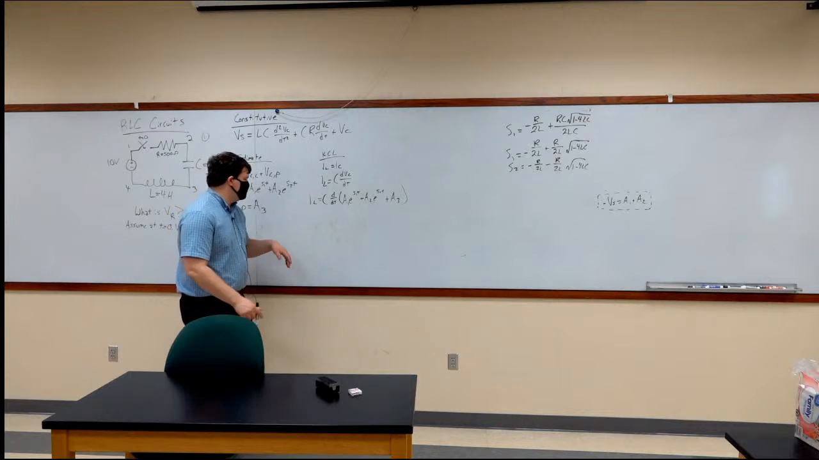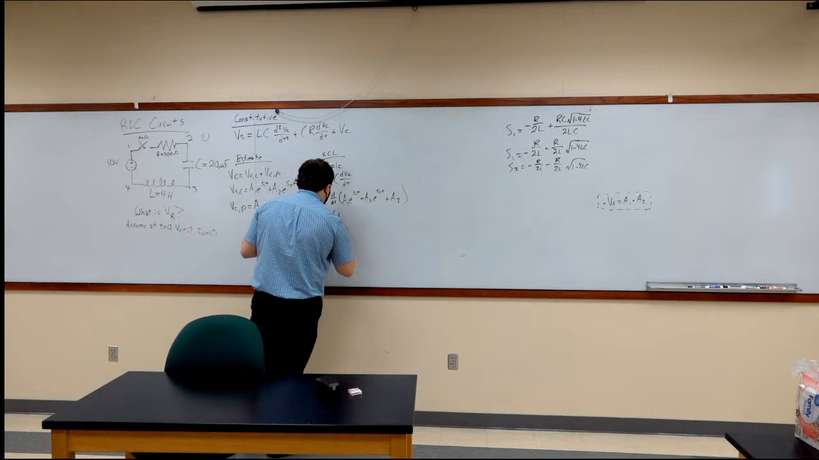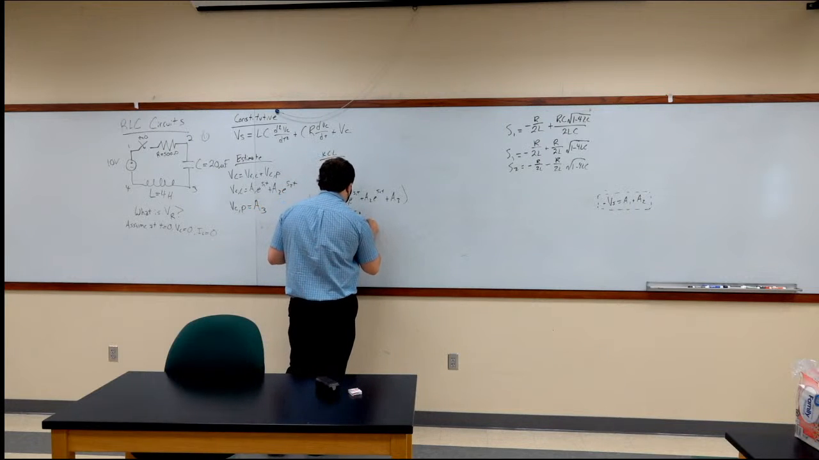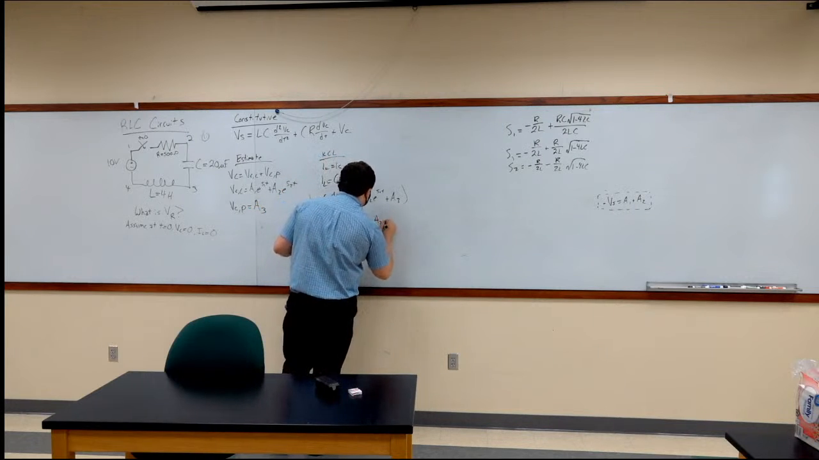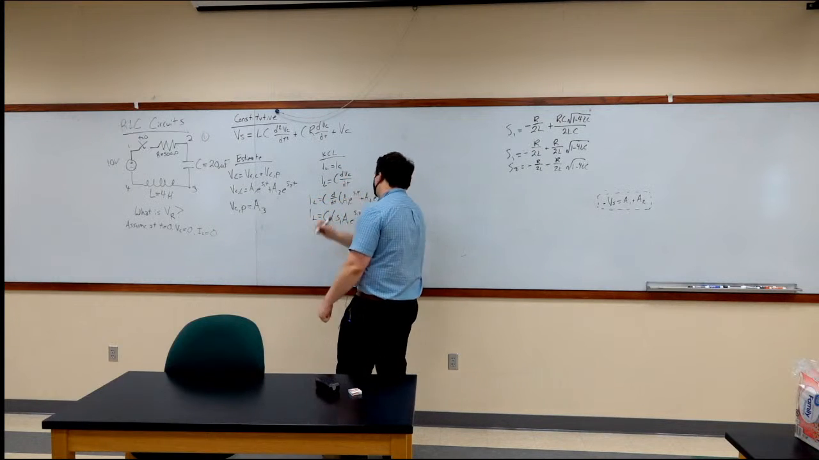If we take this derivative, we get IL is equal to C times S1 A1 e to the S1t plus S2 A2 e to the S2t plus 0.